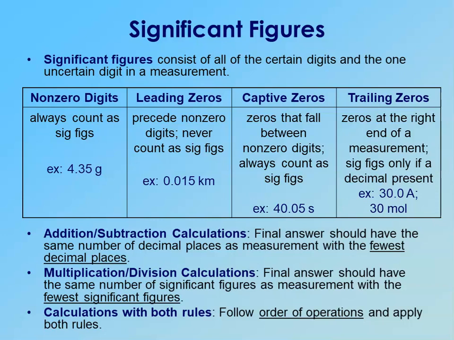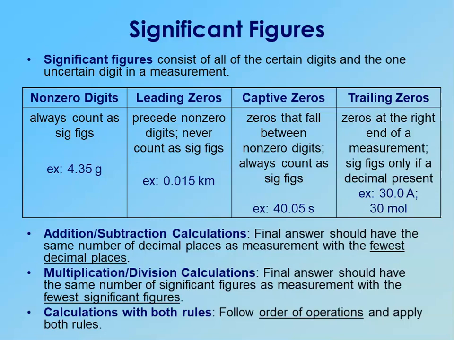You'll have what are called leading zeros, zeros that come before your first non-zero digit. They would not count as significant figures. So in that first example with the non-zero digits, 4.35 grams would have 3 sig figs, while 0.015 would only start with sig figs at the 1. It would have 2 sig figs, because you could write that in scientific notation form as 1.5 times 10 to the negative second and still show the significance of the 1 and the 5, as well as the size of the number with the exponent.